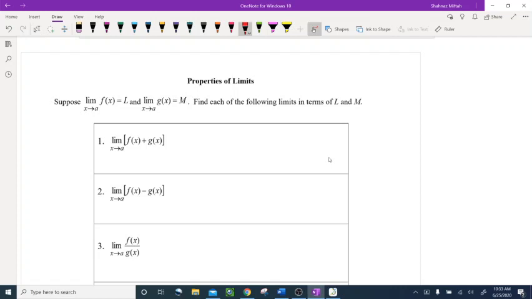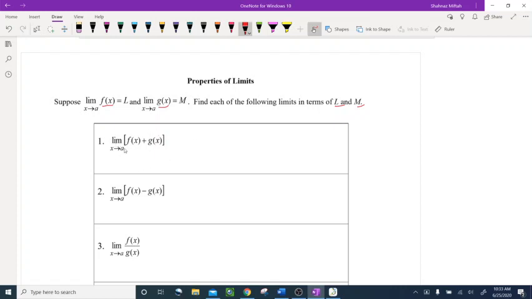Suppose the limit as x approaches a of f of x is equal to L, and the limit as x approaches a of g of x is equal to m. If you pay attention closely, this is one function, and that's my other one. The limit of this function as x approaches a is L, and for this function the limit is m. Find each of the following limits in terms of L and m. So these are the properties, okay?